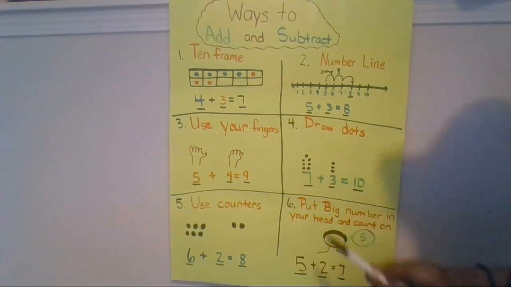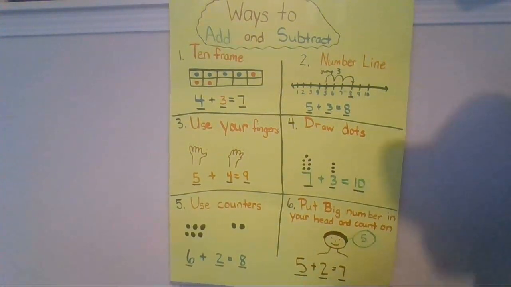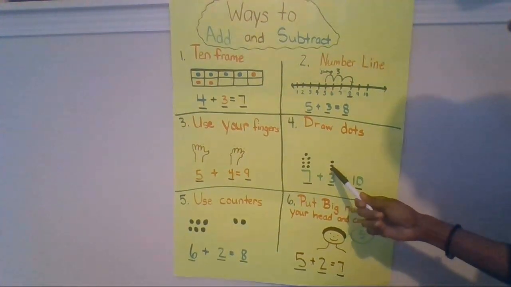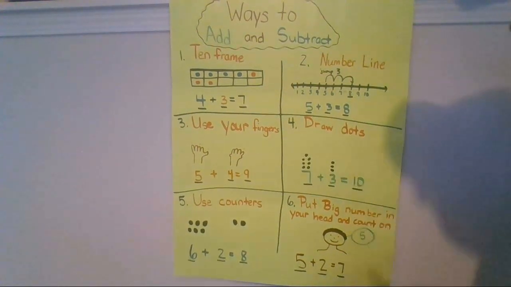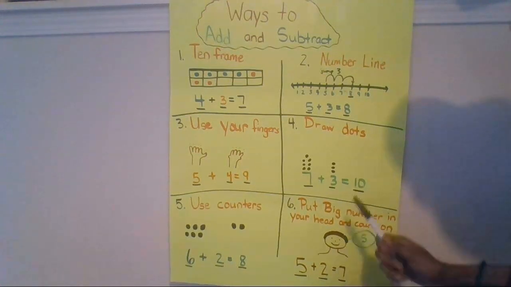All right. The other part is 3. So I'm going to draw 3 dots to represent the 3. 1, 2, 3. All right. Now I'm ready to find my sum, or my answer.